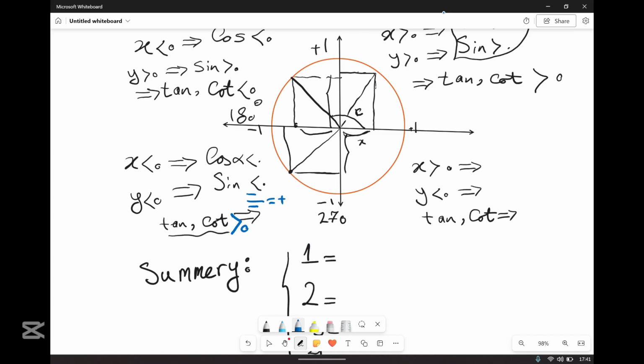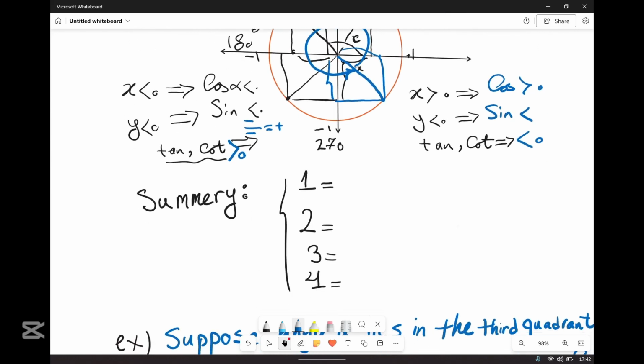But in the fourth one, the last one, when you put any angle, for example in here, y is negative, and therefore sine is negative, but x is positive, and therefore cosine is positive. But what happens for tangent and cotangent? Yes, one of them is negative, and the total for tangent and cotangent is negative.